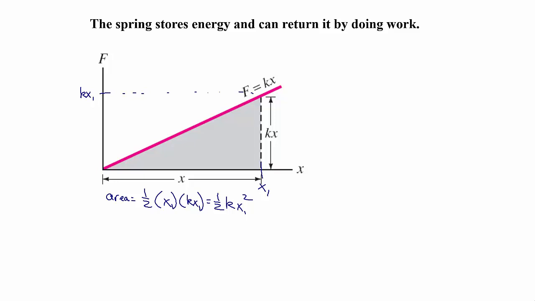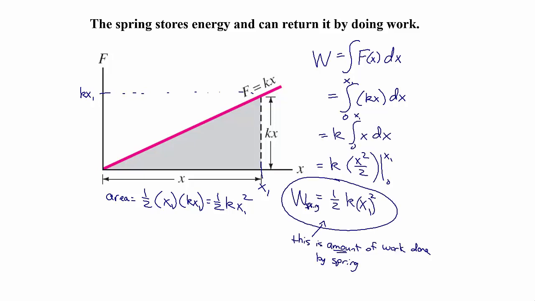If we wanted to look at this in terms of calculus, work is the integral of F dx. It's F as a function of x, dx. The force is kx, so it's the integral from 0 to x1 of kx dx. The integral of kx is 1/2 kx squared, and so we evaluate that from 0 to x1, which gives us 1/2 k times x1 squared. Again, that's the amount of work that's done by the spring.